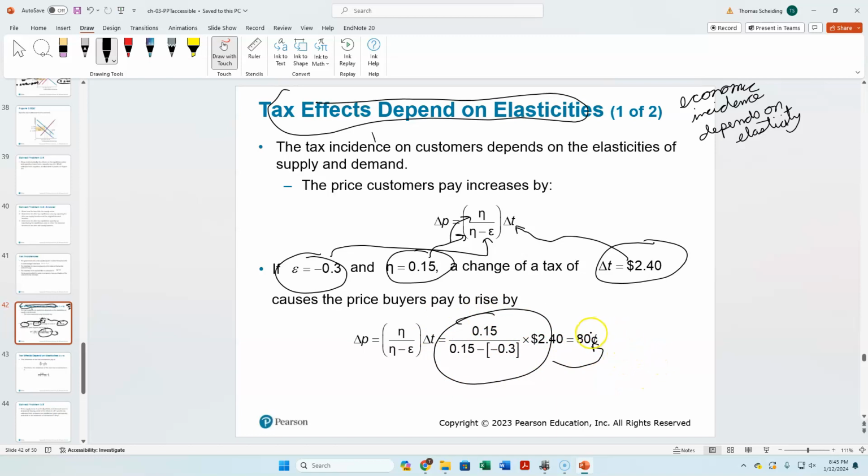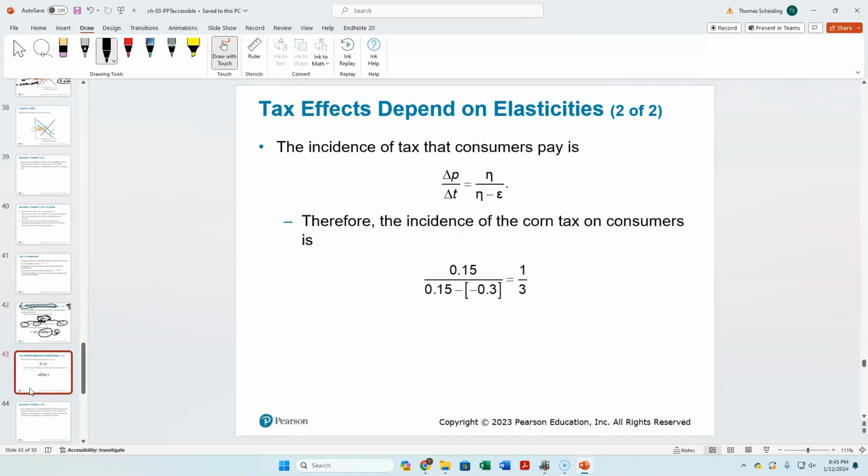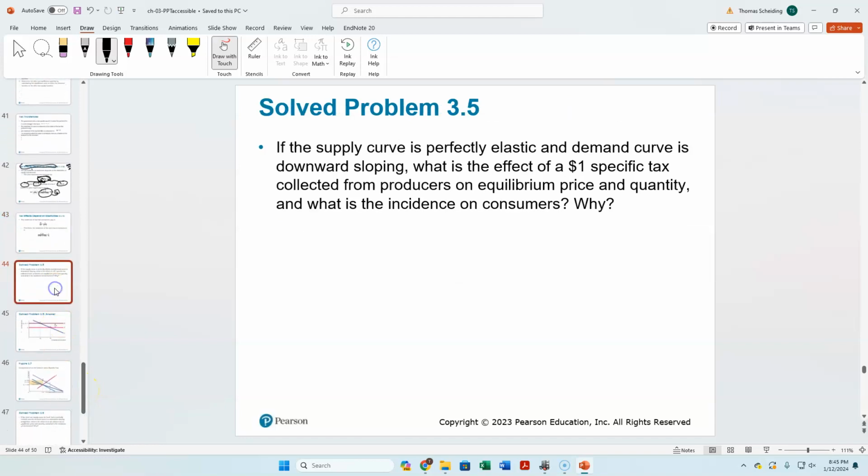Which allows us to find now how much consumers are paying more, 80 cents. So that's our equation for how much consumers are paying more. And right, we could just do some simple division here to find out what percentage of the tax. And in this case, consumers are paying about a third of the tax.